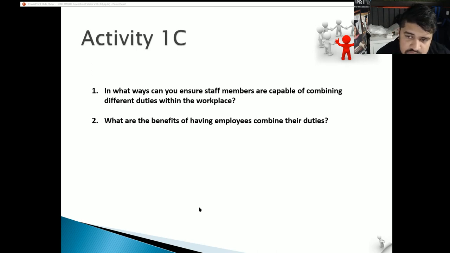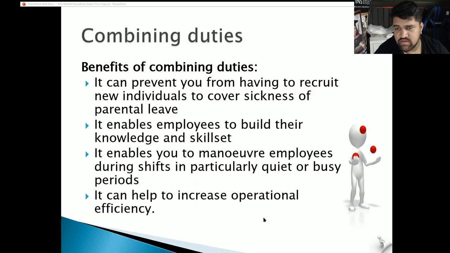Okay, so number two: what are the benefits of having employees combine their duties? Like we said before, it can help increase the efficiency and the output within the company. It can help move around staff when needed. If you have someone sick, you can say, okay, John, you can also cook Mediterranean, so because Jack is sick, can I get you to stay back for a few hours so you can cover him? Employees will also start growing for your company, meaning they would have more knowledge about the work tasks.